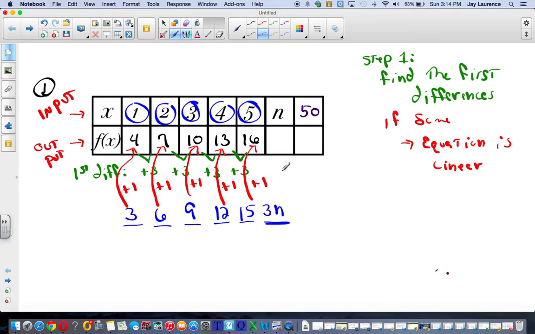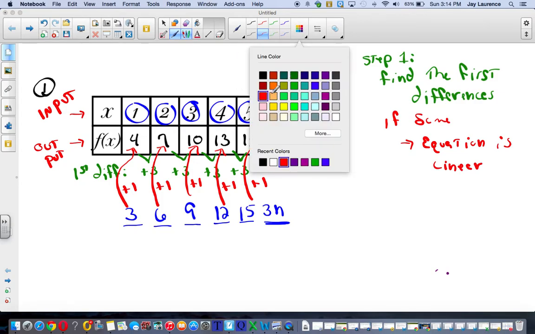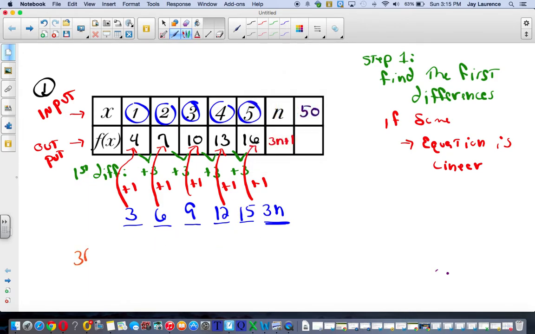Well, why don't I take this 3n and add 1 to it? Let's test it to see if it works. Oh, we should test it. Always test it. Here, I'm going to test it. Let me get a color I haven't used yet, orange. All right, let me go 3 times 2 plus 1. I'm thinking that my function is going to be f of x equals 3n plus 1. That's going to be my linear equation, okay?